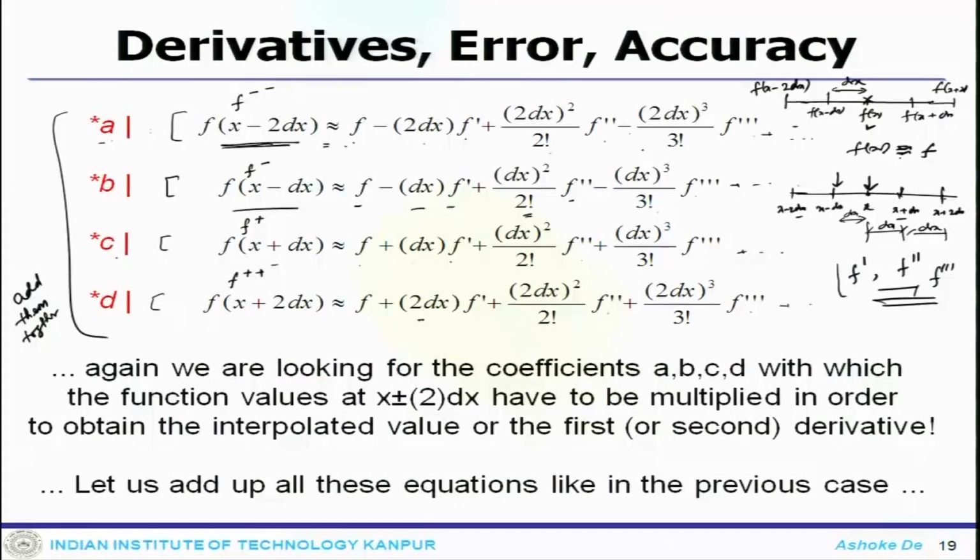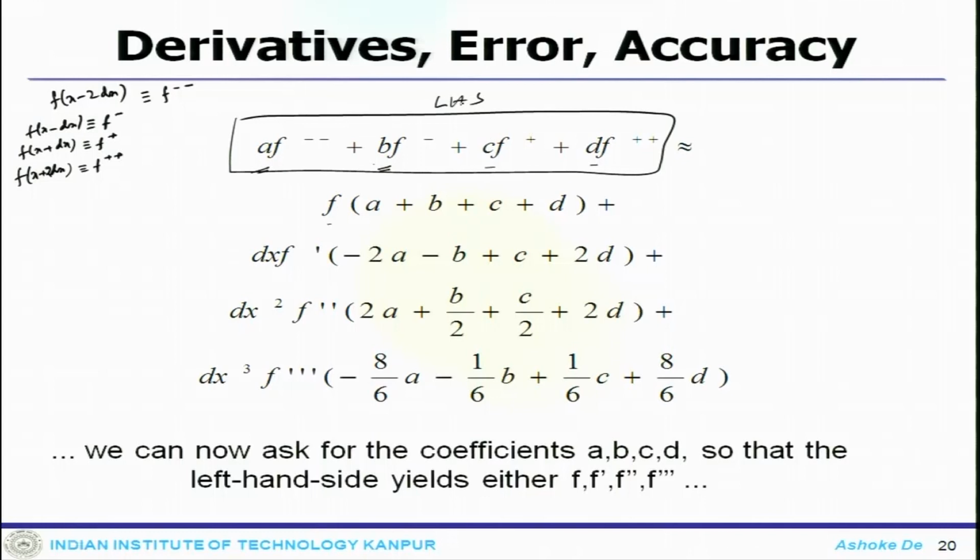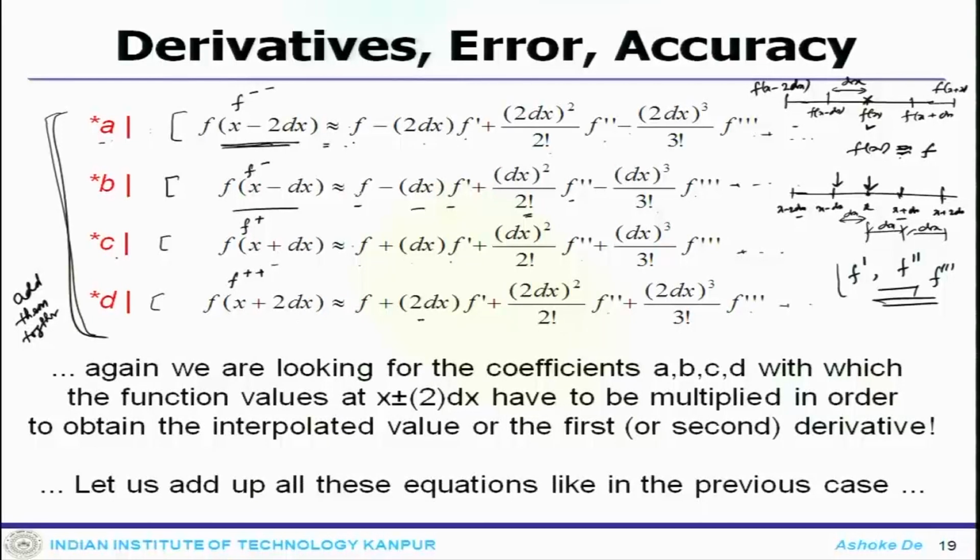Now once you collect the terms together, if you multiply with a you get af here, and we are adding them together. After multiplication you are adding them together. So you get af, a into 2dx f prime, like that. So af, bf, cf, df. You collect them together. This is my left hand side, and this is completely my right hand side. And on the right hand side, if you collect them together, this is what you get: a, b, c, d.